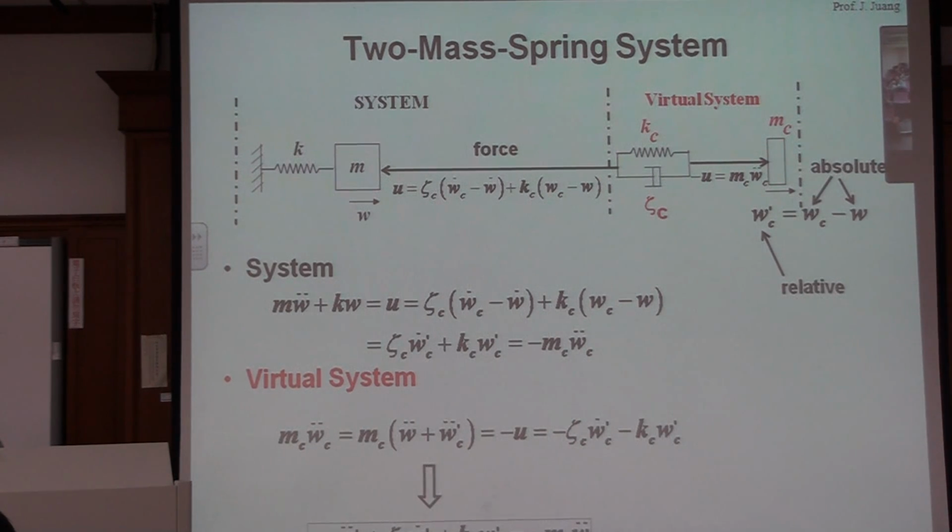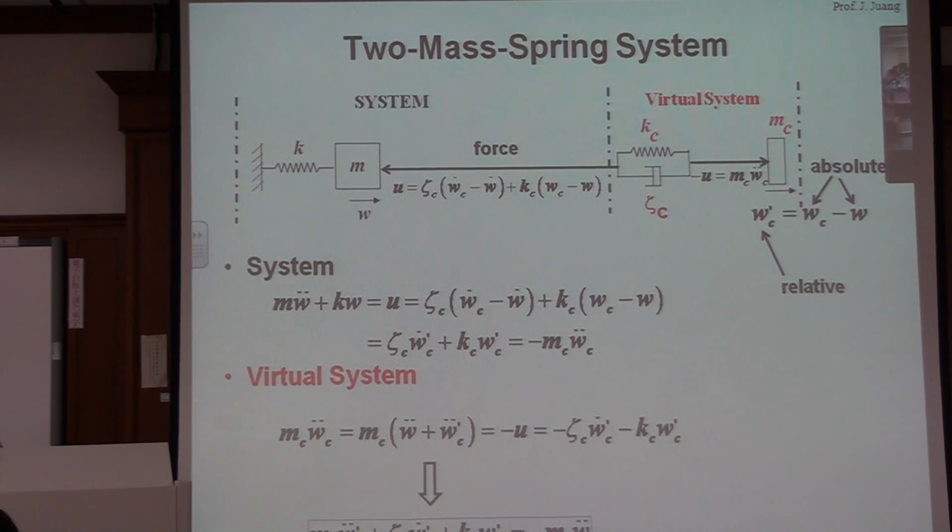Why do we want to do this? Because we want to have a form exactly the same as the system form. So here, if you look at this, MC WC double dot prime plus ZC WC dot prime plus KC WC prime equal to minus MC W double dot. That's almost identical to the displacement feedback, except here we become accelerations. But we are using prime because if we use prime, my formulation is almost identical to my displacement equation.